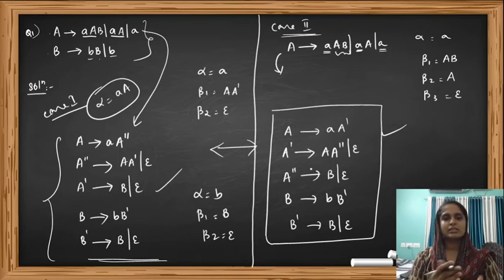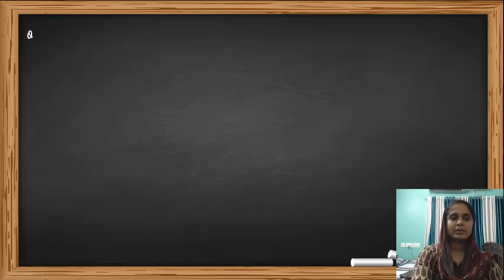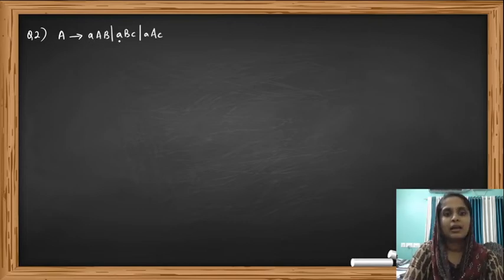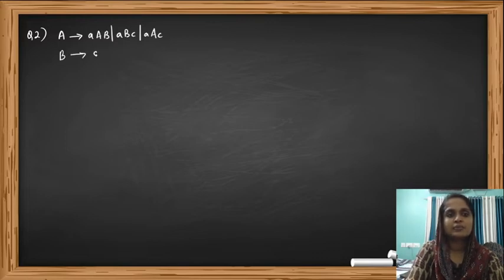Okay, so if this type of question comes in your university exam, you have to consider only one case. You don't have to show both the cases. You have to consider only one case. Okay. Let's look at another example, so it will be more clear to you. Example number 2. A produces AAB bar, ABC bar, AAC, and B produces epsilon.